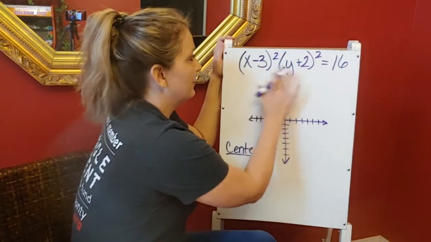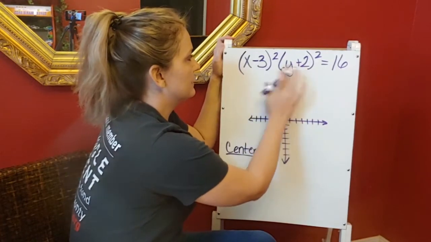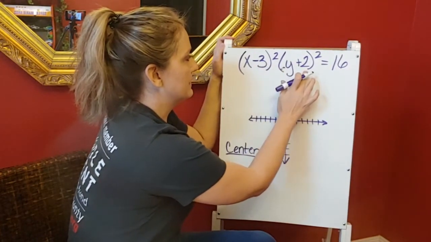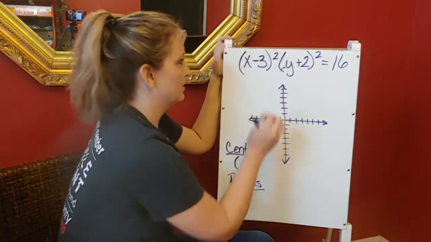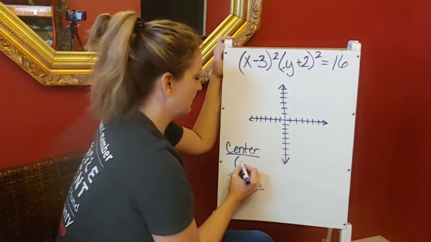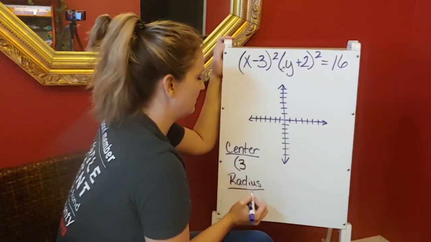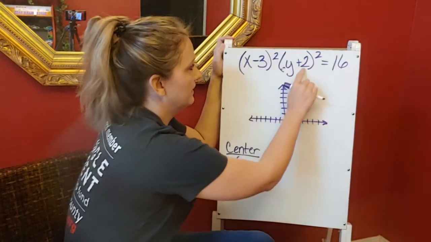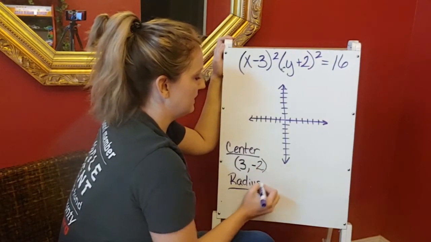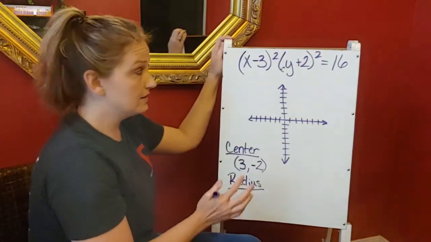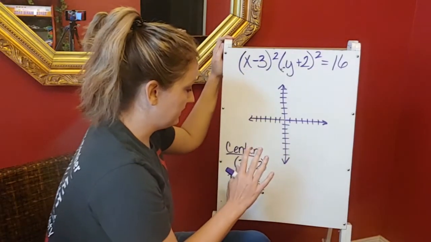But whenever you're taking that 3 and that 2 from these parentheses, you're going to change their signs whenever you write the center. So this is a -3, so wherever you write your center, it's going to be a +3, comma. This 2 is positive, so whenever I write it down for my center, it's going to be -2. Okay? So that's the first thing we need to know.